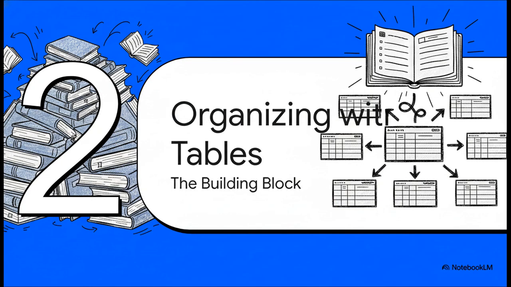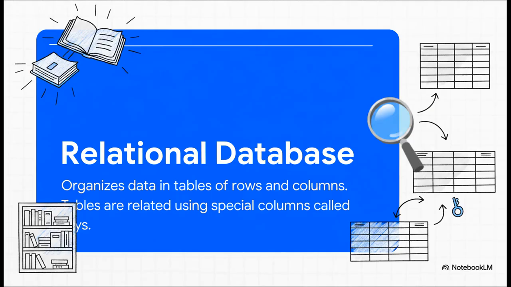Okay, so how do we fix that messy library? We need a system, a really good one, and that system is the relational database. Its most basic, fundamental building block, the thing that starts to create order, is the table. At its core, it's actually a really elegant idea. A relational database just organizes everything into these super neat tables. You can think of each table like a perfectly organized bookshelf in our data library.